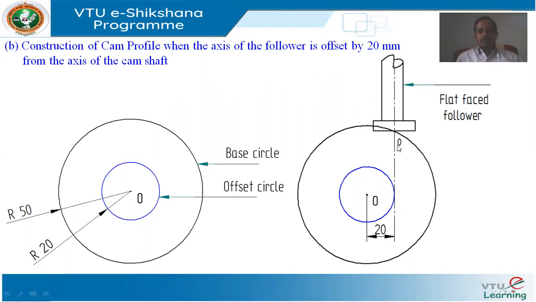Where exactly this axis line intersects the base circle, mark that point, call it 0. With reference to this 0 and this axis line, draw the flat faced follower with proper tools. Scale is not required here, up to a certain height. After constructing this flat faced follower, make sure the axis of the follower is offset at a distance of 20 millimeter from the point O. Now here in the given problem, it is not mentioned whether to take this offset axis towards the right or towards the left. Again, the choice is yours. Here I will take it towards the right.